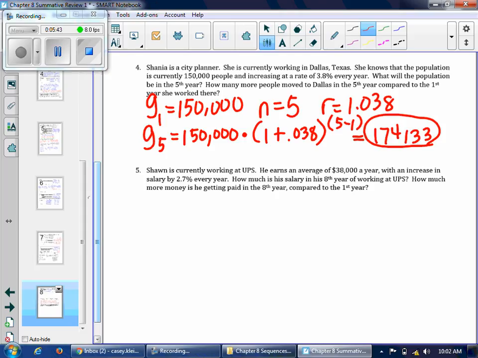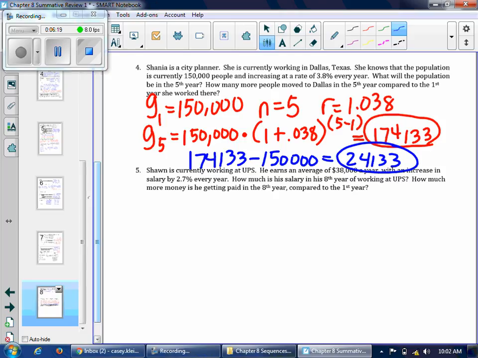There's one more thing we have to answer. It wanted to know how many more people live there in the 5th year compared to the 1st. So we're going to subtract the 5th year and the 1st year and find the difference. 24,133 people have moved to Dallas by the 5th year.